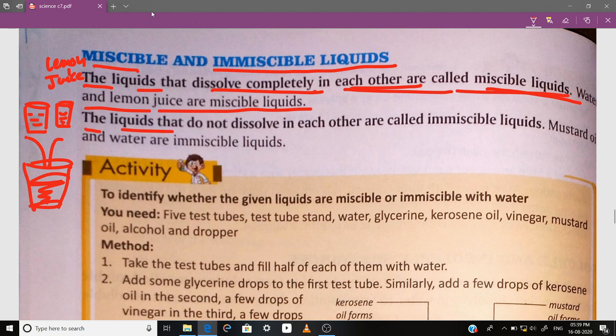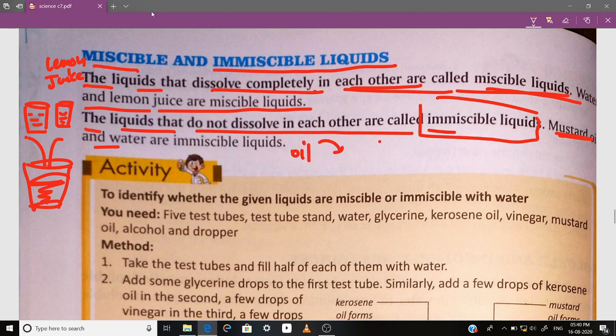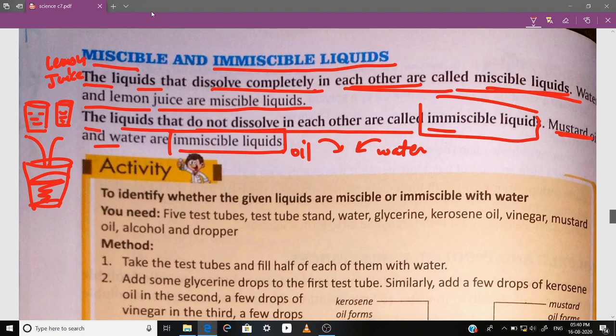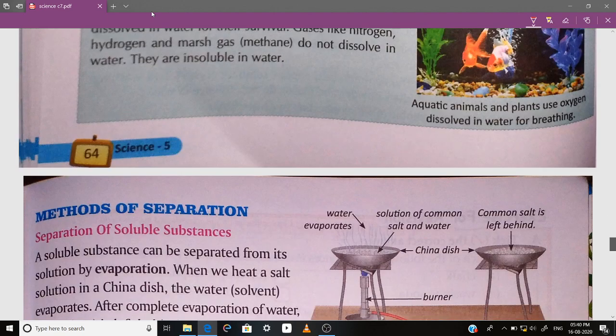On the other hand, liquids that do not dissolve in each other are called immiscible liquids. What is an example? Mustard oil and water. If you add oil and water together, they will not mix with each other, so such liquids are called immiscible liquids. Clear? So what are miscible and immiscible liquids? I think now it is clear to you.